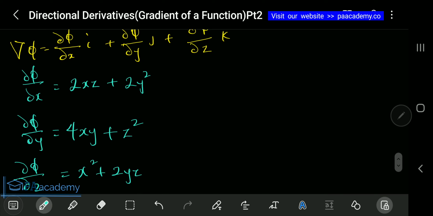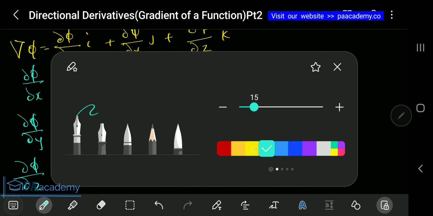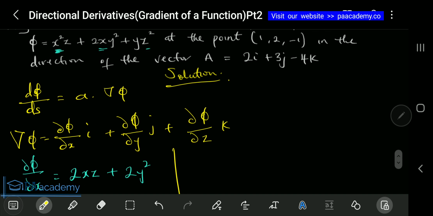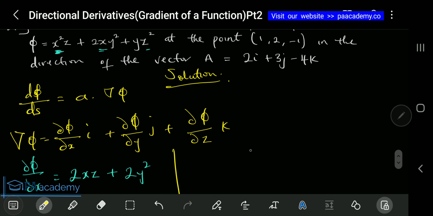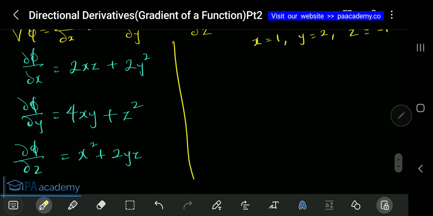Alright, so having gotten this, now let's look for what the value will be when x, y and z are equal to, let's go back to the question. From the question here, at point x is equal to 1, y is equal to 2, and z is equal to minus 1. So let's put in those values here.